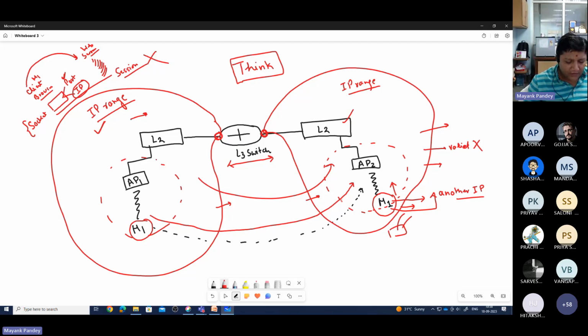Can you think of any other solution so that we can keep our IP address? Sir, the way we validate the IP of a subnet can change. Mm-hmm.